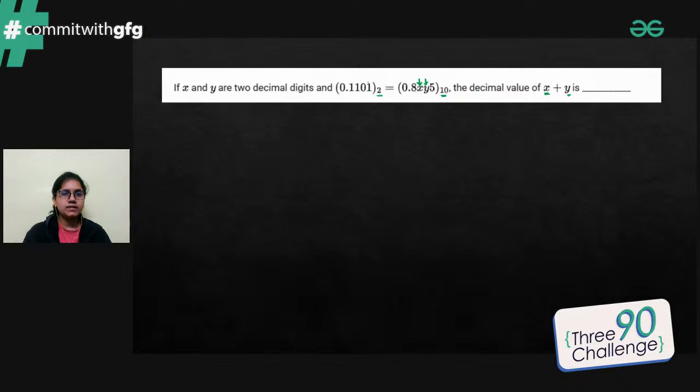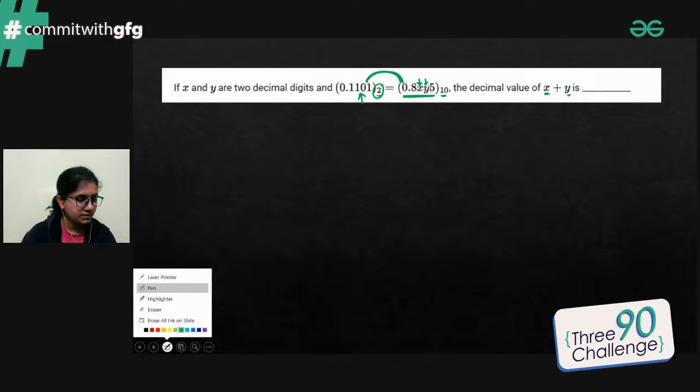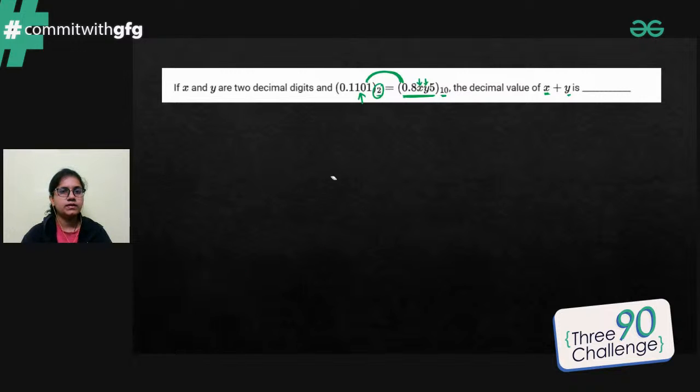Can you see that it is saying that they both are equal. Can you get some hint from this? If we do some conversion here, if we convert this to decimal form and compare the values, we can get the values of x and y. Okay, this is one hint. Yes, absolutely correct. Binary to decimal. Let's try to do the conversion now.